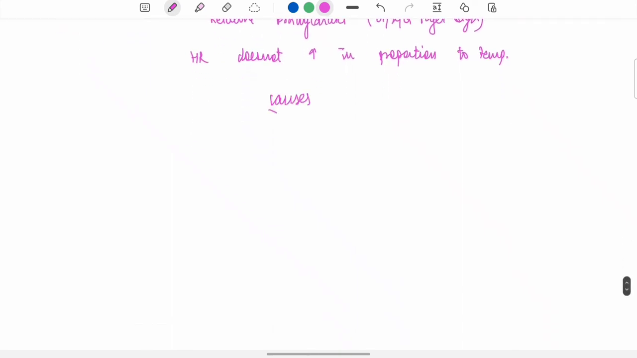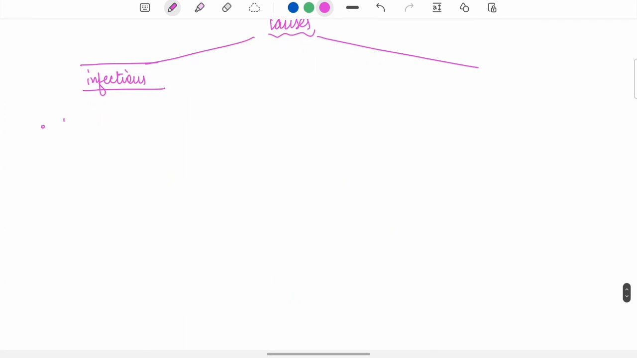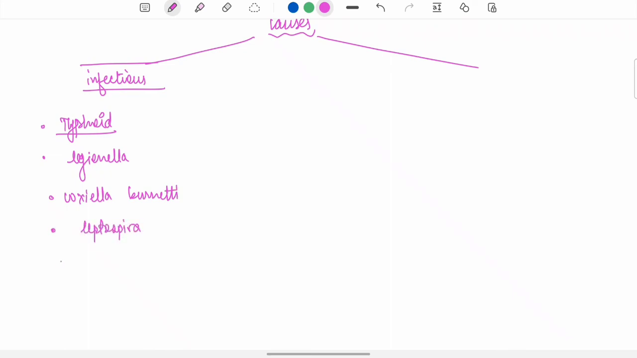Causes of Faget sign. There can be infectious causes and non-infectious causes. In infectious causes, mostly intracellular organisms, but some organisms where the characteristic Faget sign is positive are typhoid fever, Legionella, Coxiella burnetii, Leptospira, Brucella, Mycoplasma, and viral fever.